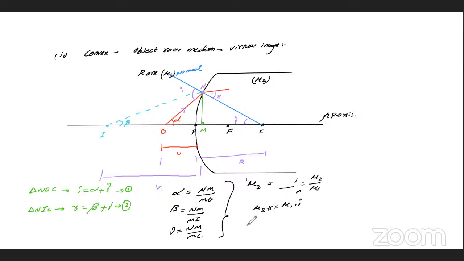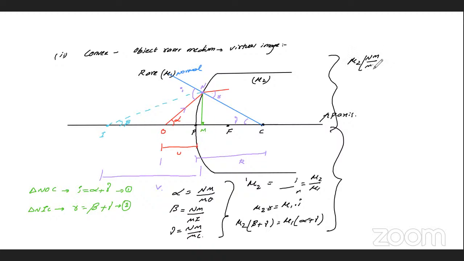I'm going to substitute the relations. So it is mu2 into r, which is nothing but beta plus gamma, which is equal to mu1 into i. i is nothing but alpha plus gamma. So alpha, beta, gamma, I will substitute the relations here. So mu2 into what is beta? Beta is equal to Nm divided by Mi plus, so gamma is Nm divided by Mc, is equal to mu1 into Nm divided by Mo plus Nm divided by Mc. So Nm will get cancelled here.